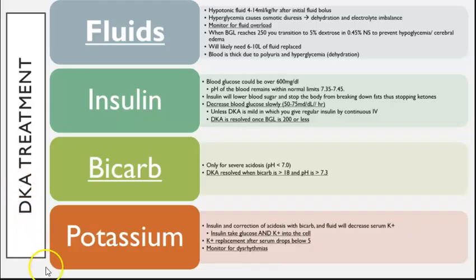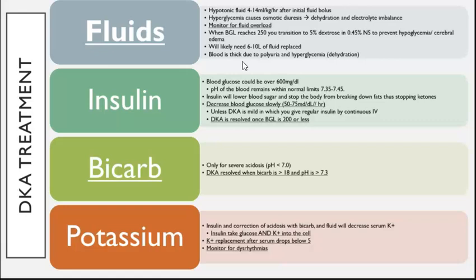So our DKA treatment: fluids, insulin, bicarb, potassium. What kind of fluids are we going to give? More than likely your patient's dehydrated. So what does their cell look like? Probably all shriveled up, right? So we want to give it hypotonic fluid. We want to make the cell kind of get bigger, like a hippo.